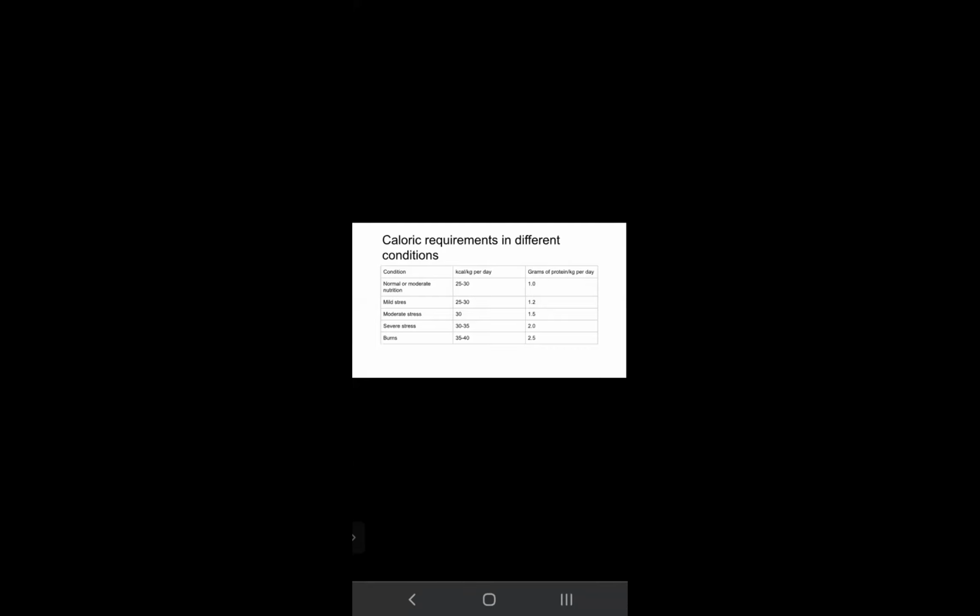So 300 is coming from protein, 300 is coming from fat. The rest, 900 kilocalories, should come from carbohydrates. And each gram again gives 4 or 4.1 kilocalories. So you divide 900 by 4, that comes to something like 225. So that is how the calculation comes for carbohydrate.